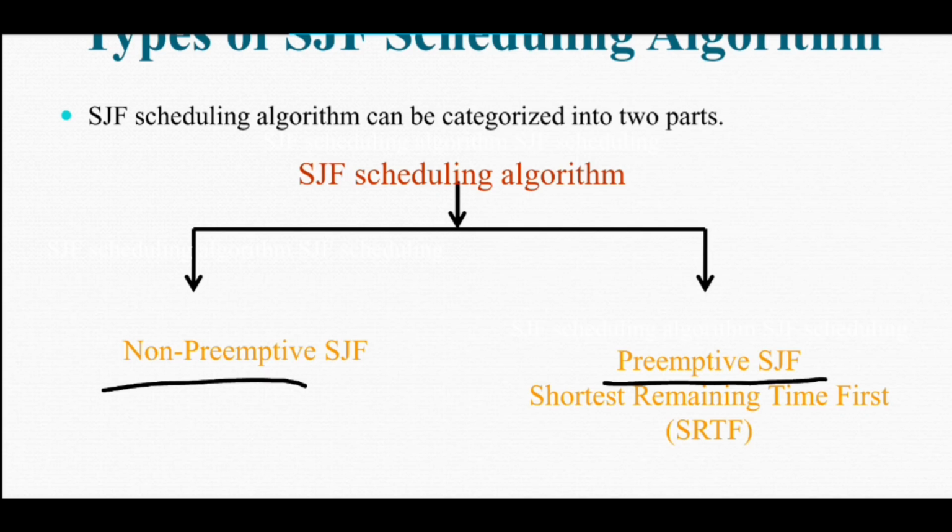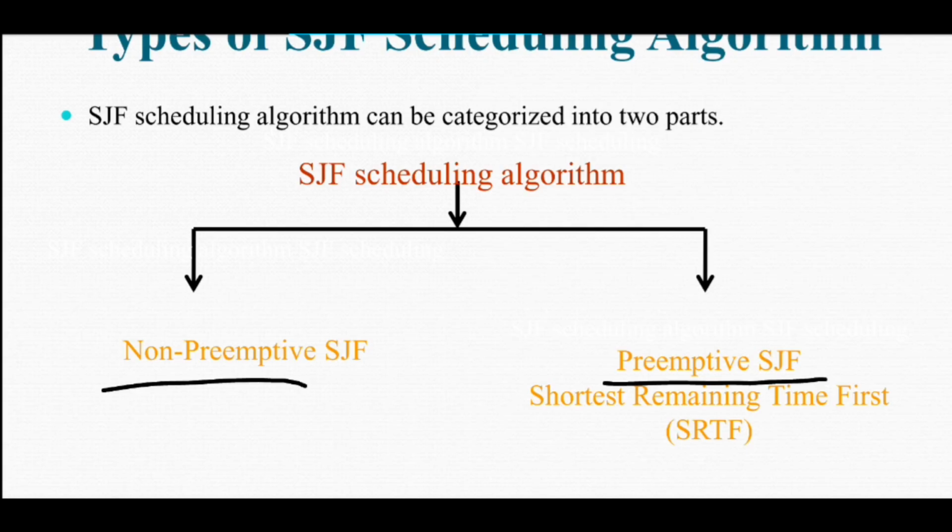If I am saying non-preemptive, it means very simple. What does non-preemptive say? If a process is inside the CPU, it will leave the CPU willingly only. If the process wants to leave the CPU, then it may leave. If the process completed its execution, then it definitely leaves the CPU. But in preemptive, if a process is inside the CPU, it may leave the CPU willingly or may have to leave the CPU forcibly.